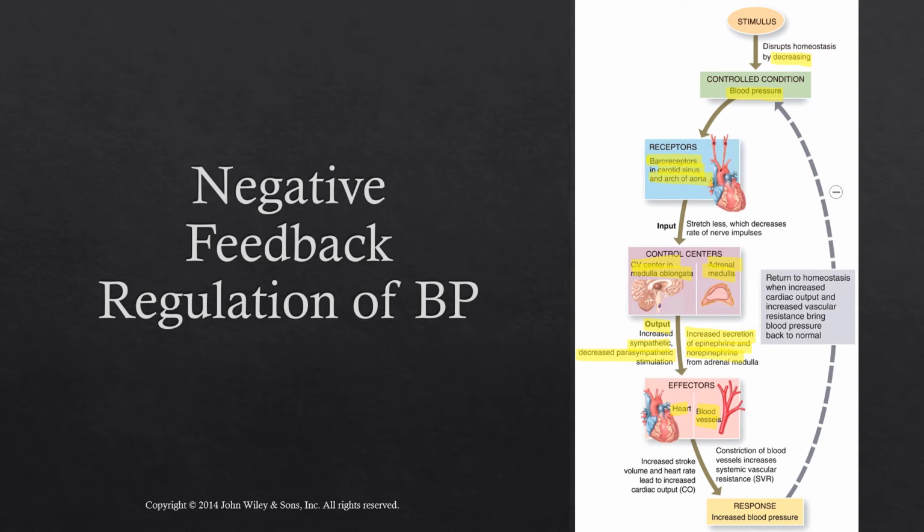So then this output to the effectors is going to increase stroke volume and heart rate, all that leading to an increase in cardiac output. And then on the other side here, we're going to lead to that constriction of blood vessels, increasing vascular resistance. So those together, well, really separate as well, but together they're going to really work to increase that blood pressure and return us back to homeostasis.